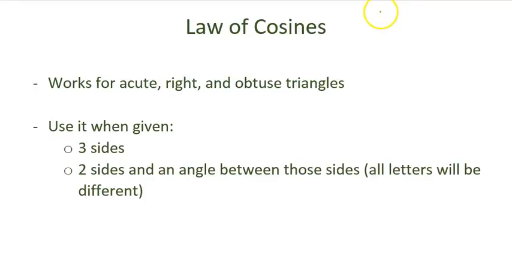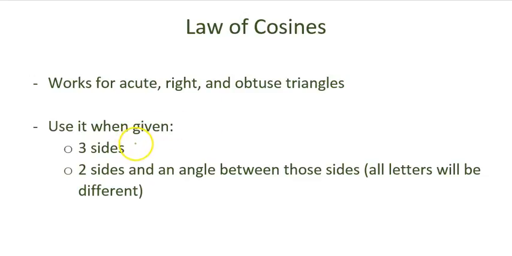This lesson is on the law of cosines. And the nice thing about the law of cosines is that it works for acute, right, and obtuse triangles. So you're not stuck with just having to have a right triangle. This will work on different styles of triangles.